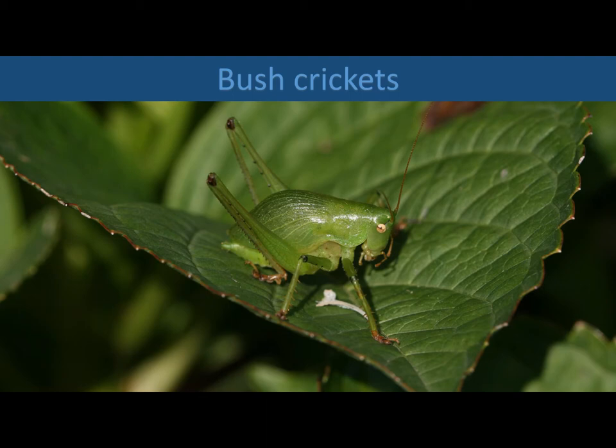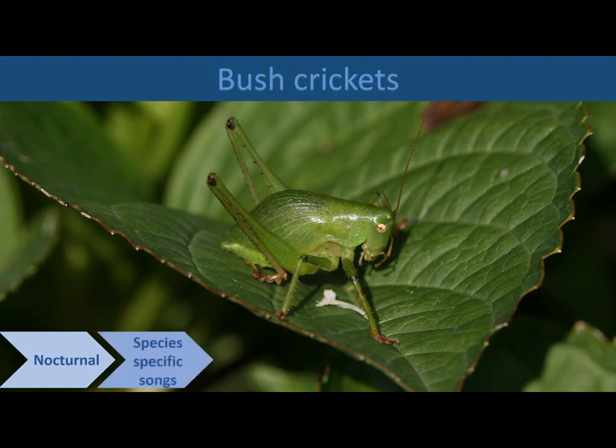Firstly, what is a bush cricket? Well, bush crickets are members of the orthopteran order and their family name is Tettigoniidae. They are close relatives of both crickets and grasshoppers, and fascinatingly enough, they are nocturnal. And to add to the allure to work on these creatures, the males produce species-specific songs.